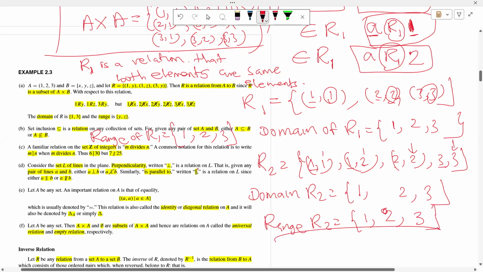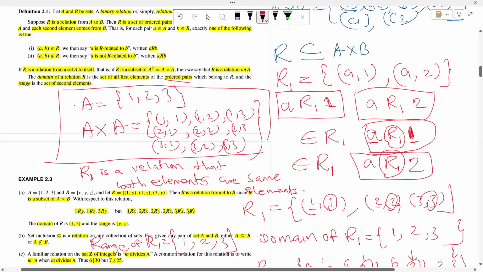Even if you have a duplicated value two times or more, you write it only one time. So domain means the first element of the ordered pairs in the relation, and range means the second element of each ordered pair in a relation, right?